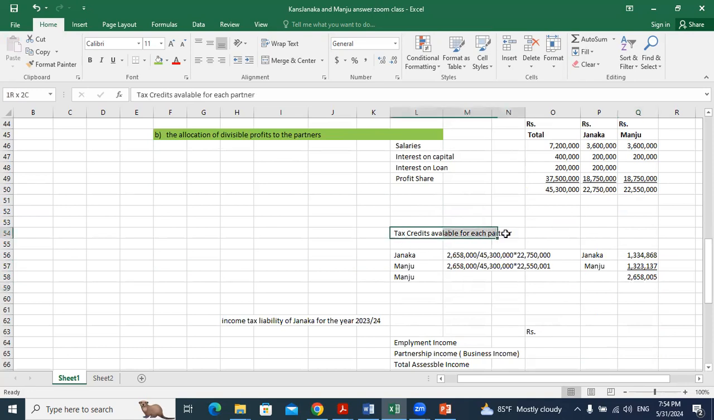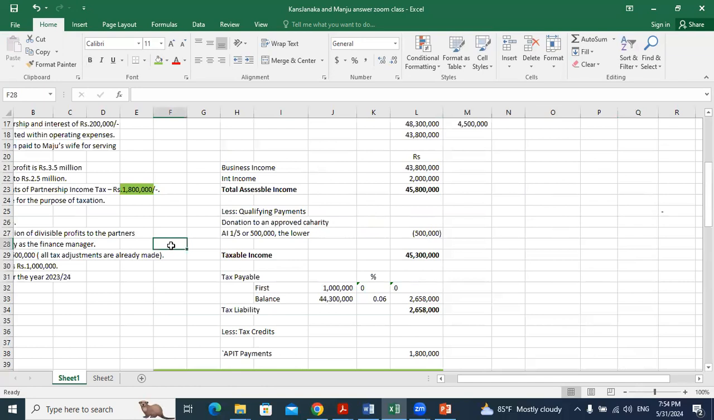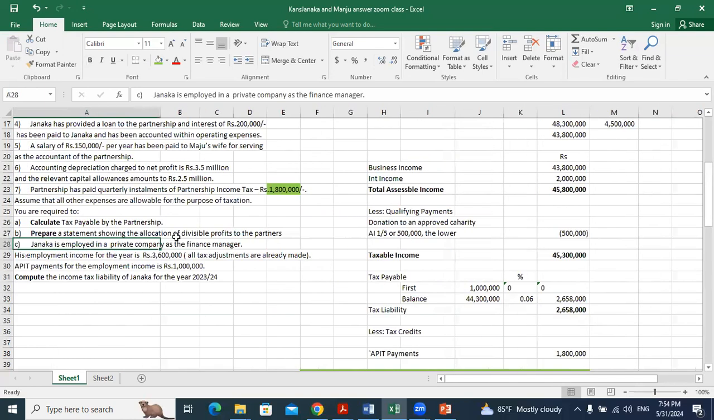This is the tax credit available to each partner. So this is the statement. Prepare a statement showing the allocation of divisible profit to the partners, including the tax credit.